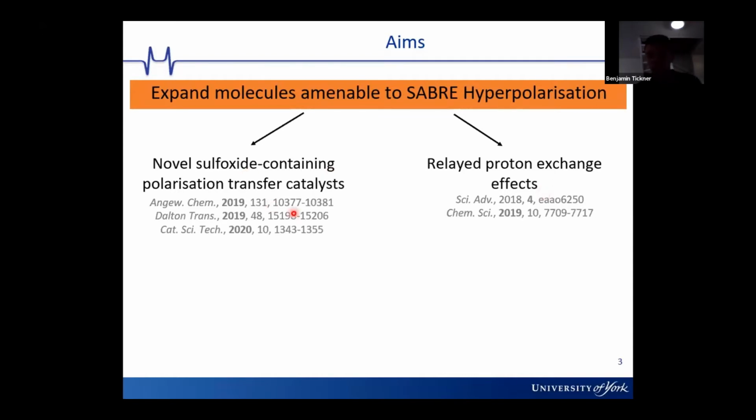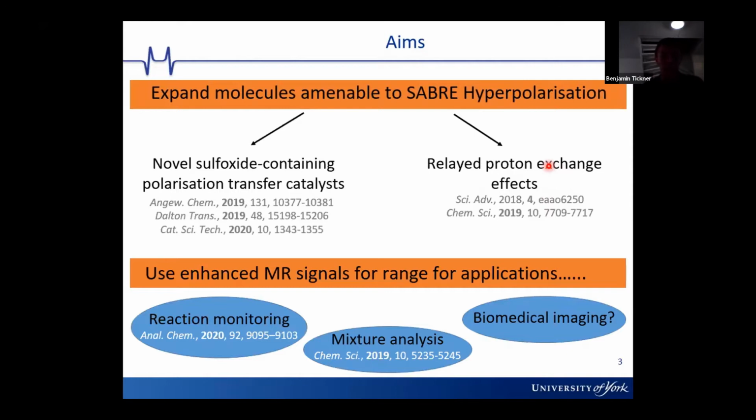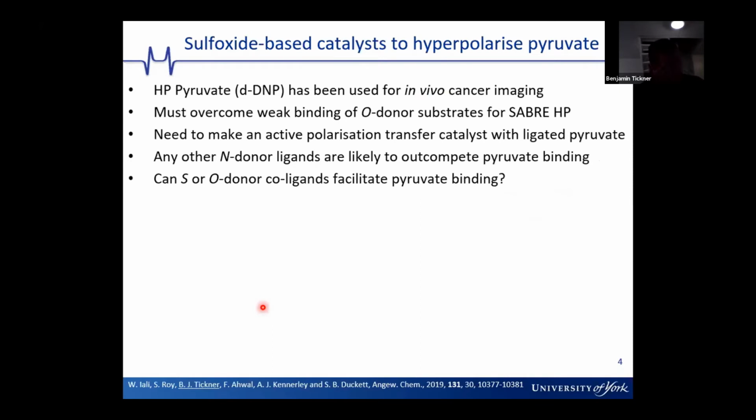And this is what I'll be talking to you about today. And if I have a little time at the end, I'll mention briefly some relayed proton exchange effects that we can use to hyperpolarize molecules that don't even ligate to our iridium catalyst. And then once we have these hyperpolarized signals, we can use them for a range of applications. And as I've already mentioned, the one I'll be focusing on today is reaction monitoring. So I'll just take a few slides to explain how it is that we're able to hyperpolarize pyruvate before I move on to some applications.